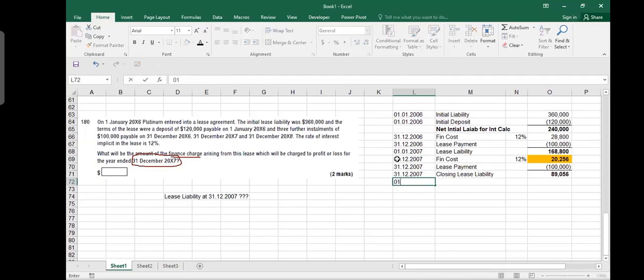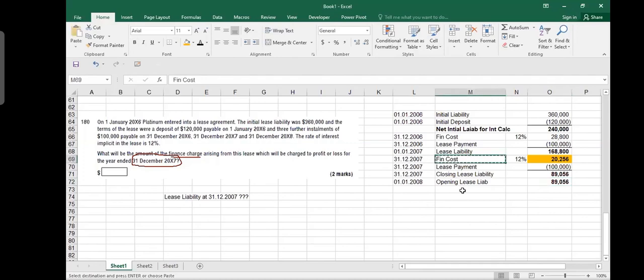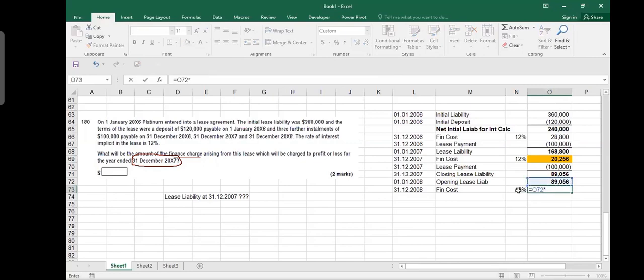Now, if I move on to 01/01/2008, how much will be my lease liability? I would call it my opening lease liability, and this would be the same amount, like the 31st December 2007. So when I move into the next year, it is again the same amount. And then in this year, I have to add my finance cost. I would say my finance cost for 2008. On 31st December 2008, you have to charge your finance cost. How much? 12%. And then you calculate this much multiplied by this much. It comes like this.